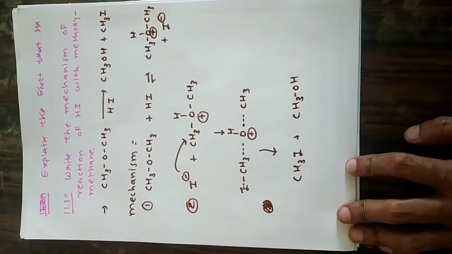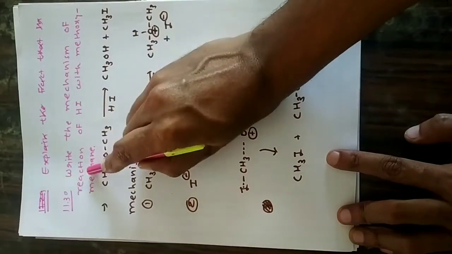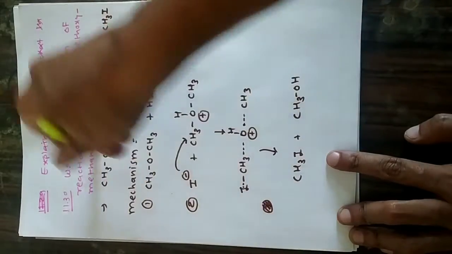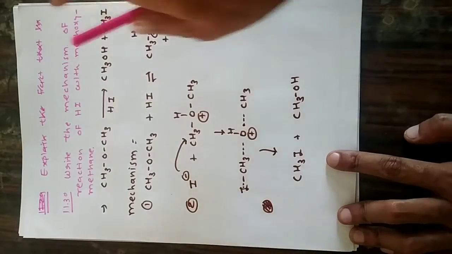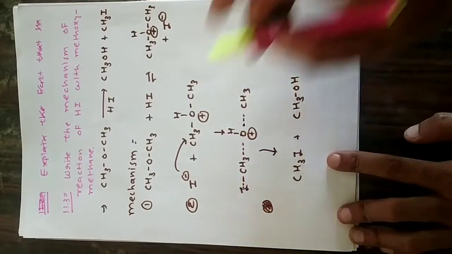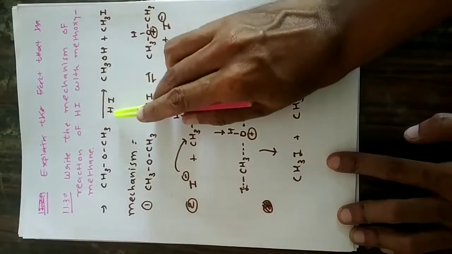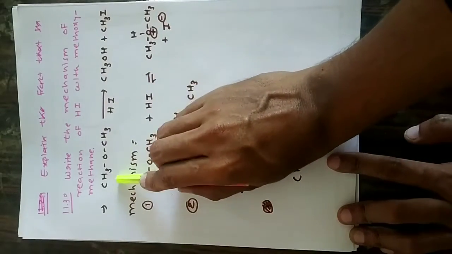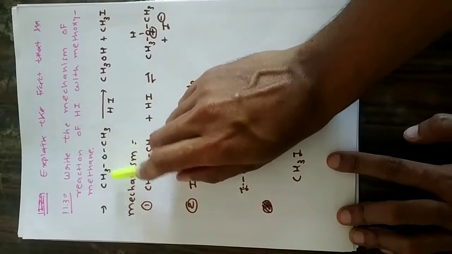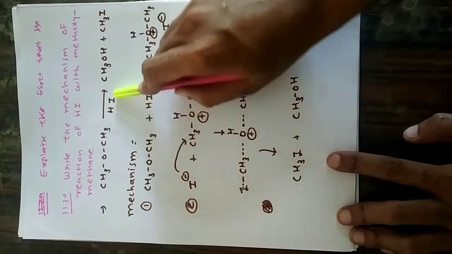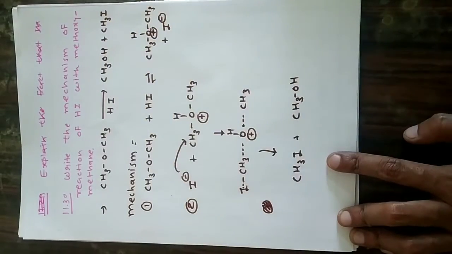Now question number 11.30. What is the question? Write the mechanism of the reaction of HI with methoxymethane. We have discussed the reaction, and now we are going to see the mechanism. This one is our methoxymethane, CH3OCH3. When it reacts with HI, this is a symmetrical ether. Both carbon chains are the same, so on whichever side you can put hydrogen and iodine. So we get CH3OH plus CH3I as products.